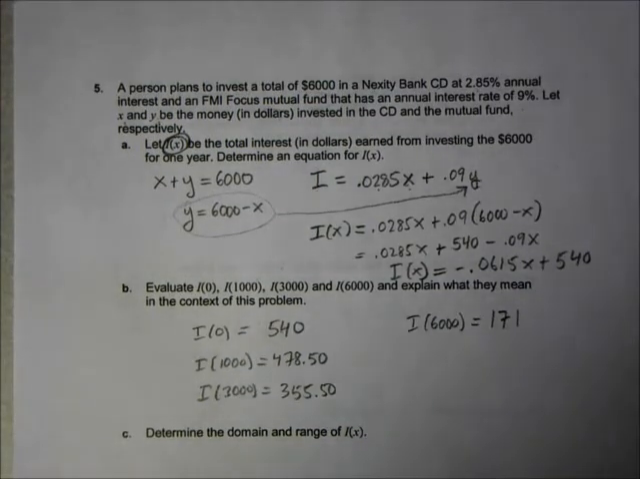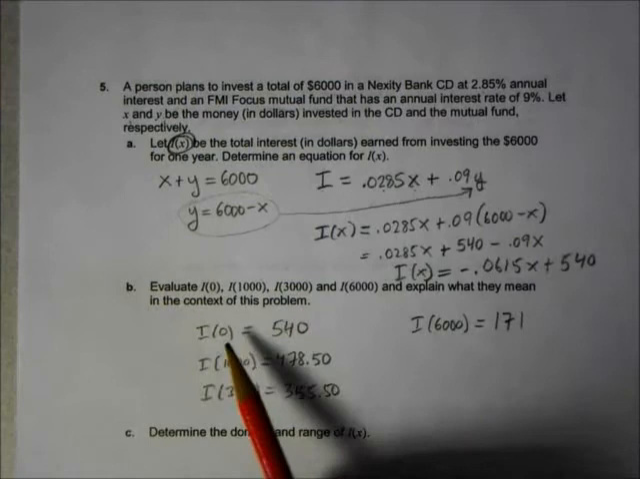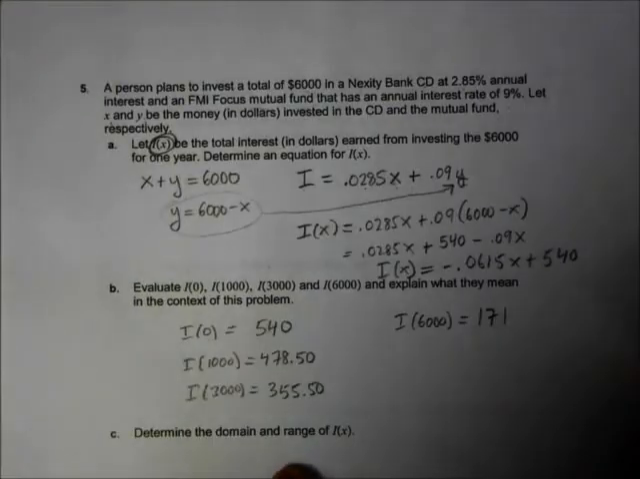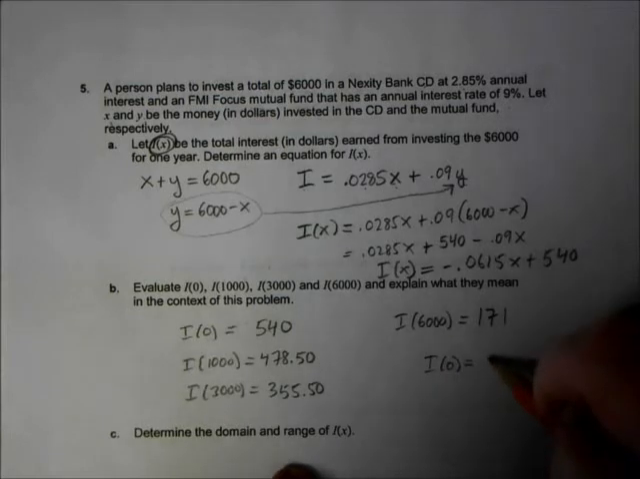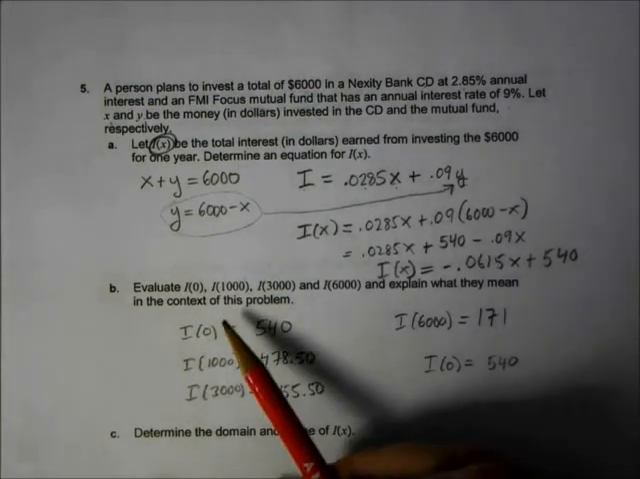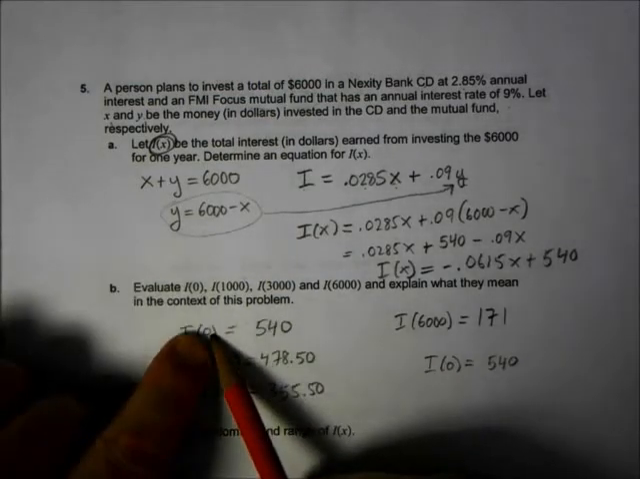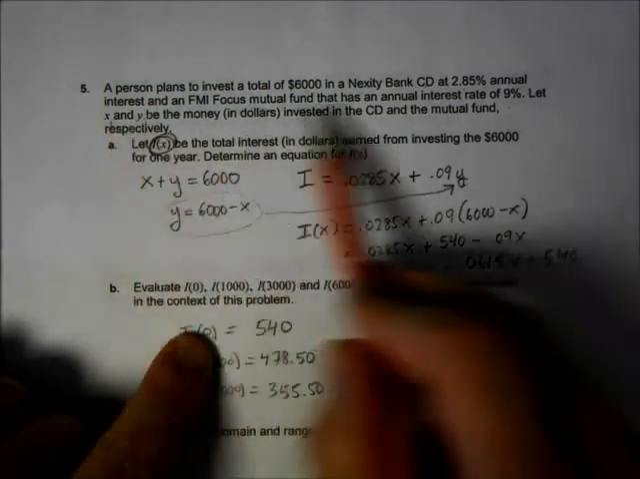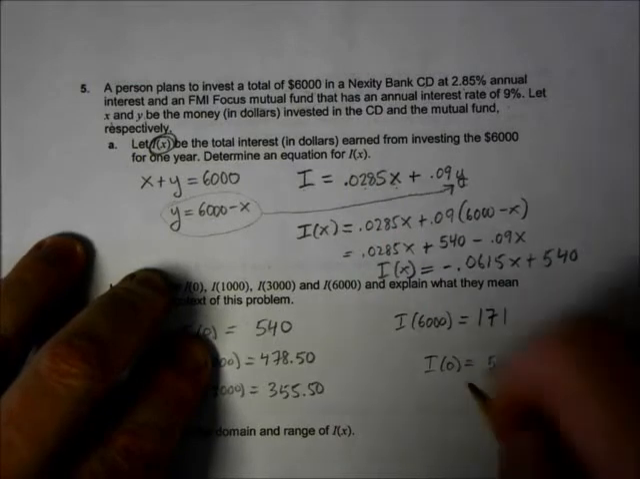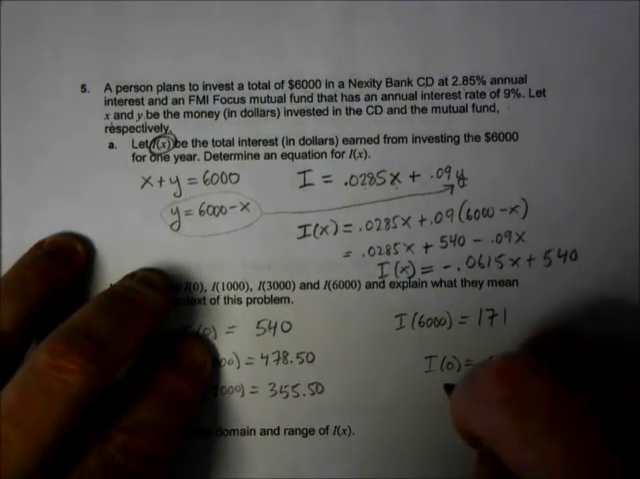Now we got to explain what they mean. I'll write down a couple of these. I'm not going to have space to write them all down, but I'll explain what they mean. I of 0 equals 540. This means we plugged 0 in for x. x is the amount in the CD, so this means I invested nothing.